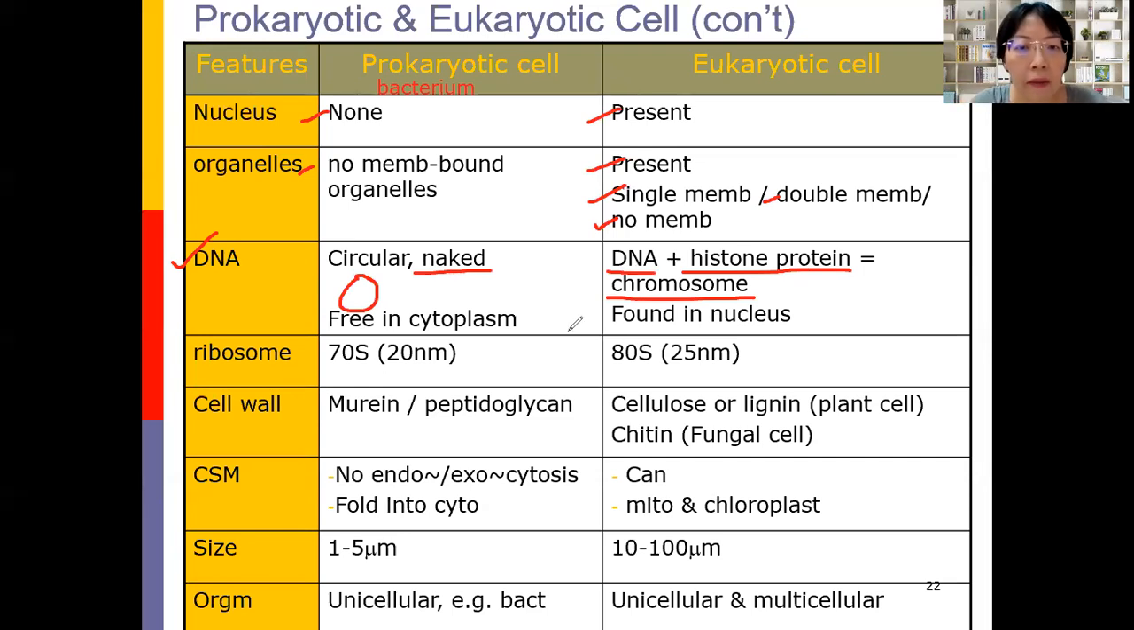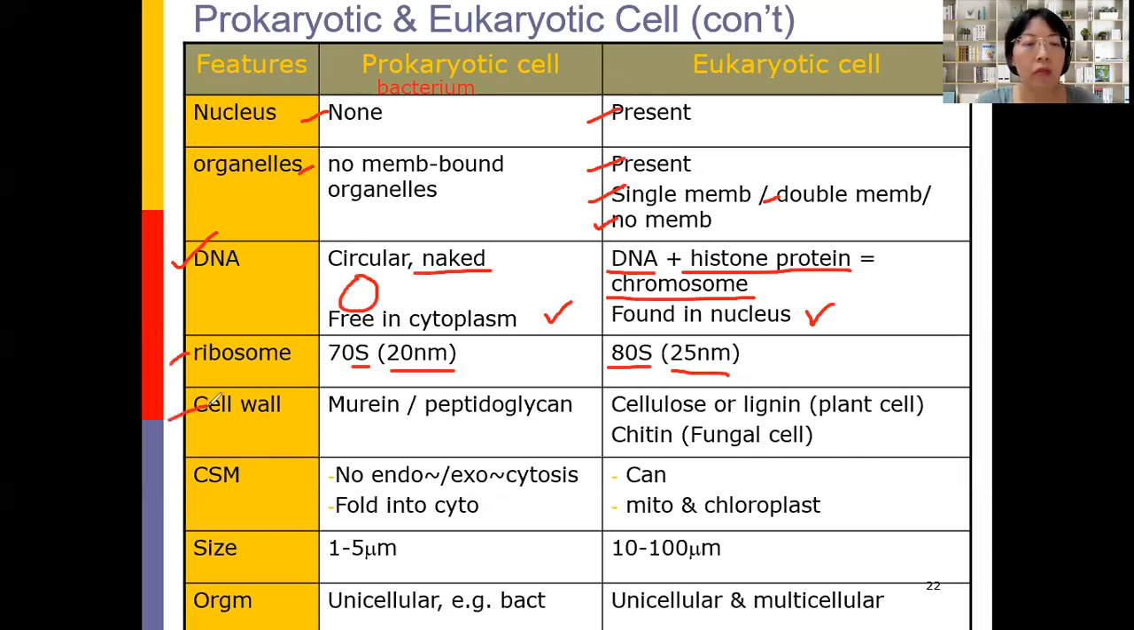So the DNA in bacteria is found free in the cytoplasm. DNA in eukaryotic cell must be found in the nucleus. Ribosome for bacterium is always 70S. Now the S is a capital S. Sometimes you learn it as 20 nanometers. Then in eukaryotic cell it is 80S, other than mitochondria and chloroplast, which originate from the bacterium. The rest of the ribosomes in the cell will be 80S ribosome, or the size is 25 nanometers.